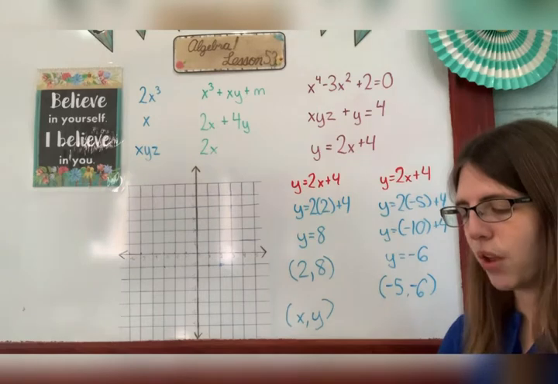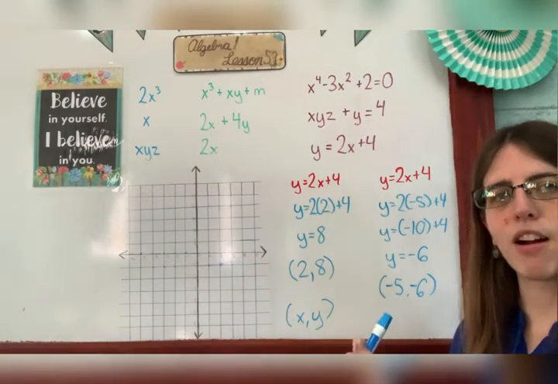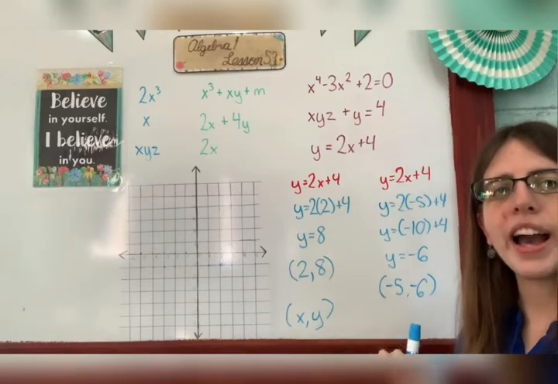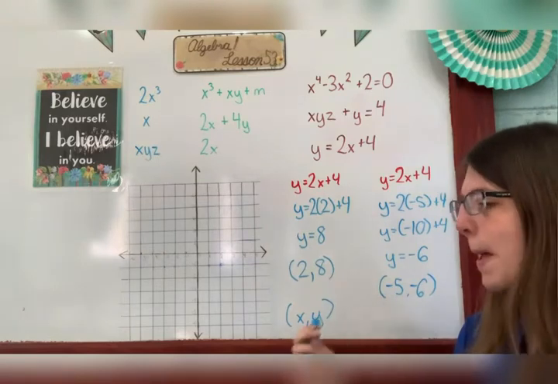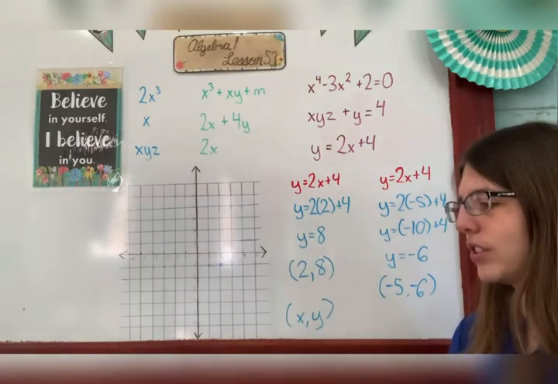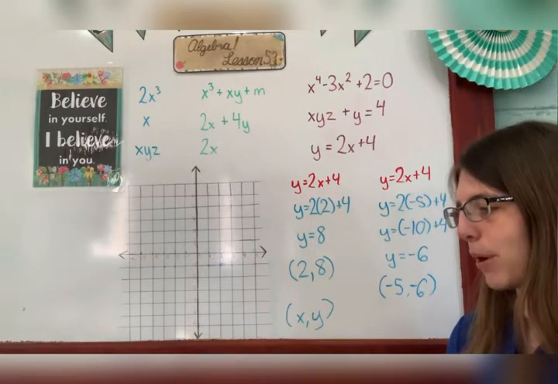-6. Okay? There's a special name for this, and this is an ordered pair. It's your set of X and Y's that would make a particular equation true. It's your ordered pair. X is always first, then Y. So that's very, very important to remember.